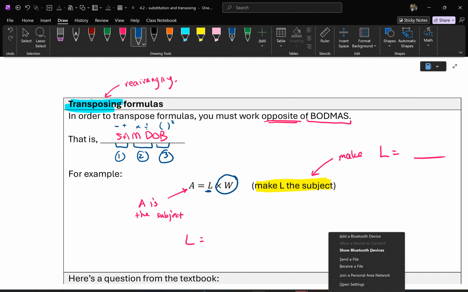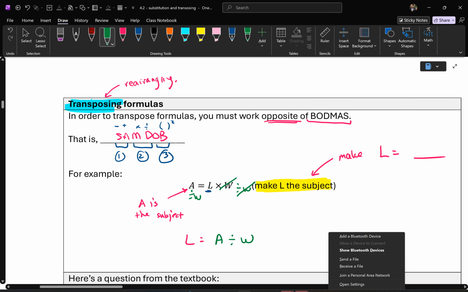But to get rid of W, that's currently times W. So this is where we have to think about what's the opposite of times. The opposite of times is? Divide. So that means I'll be dividing both sides by W. W times W and then divided by W, they're opposites, so they'll cancel out. And then you end up on the other side with A divided by W. So here you write A divided by W.